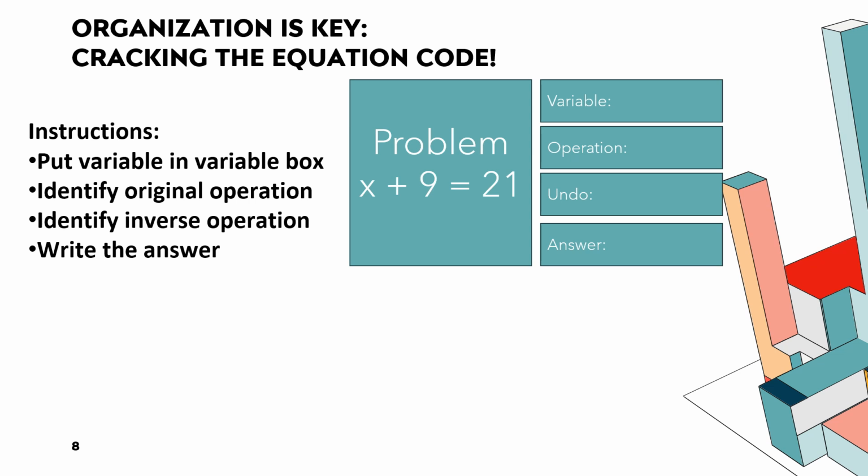Step 5, the big reveal: write the answer in the last box. Here's where we crack the code and find the value of our mystery variable. In this lesson, the answer will be a number, a constant. But remember, as we progress, the answer might involve variables, expressions, or even new equations. So, ditch the idea that all math problems have simple answers. Sometimes, the solution is just the beginning of a new adventure.